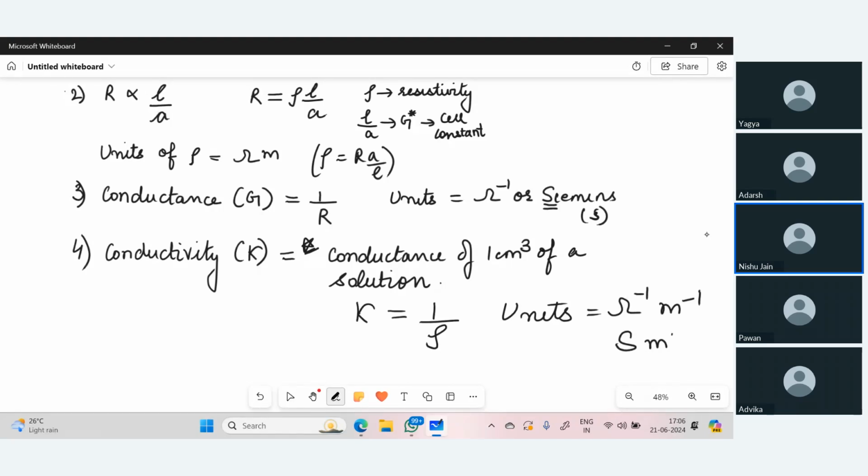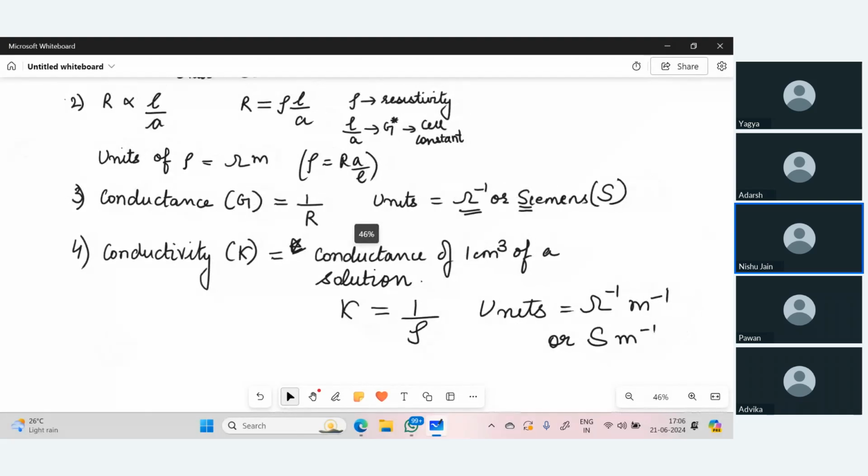Now, what's the unit for conductance? Conductance is ohm inverse or Siemens. So conductivity is conductance of 1 centimeter cube of solution, which is equal to 1 by resistivity, or its units will be ohm inverse, meter inverse, or Siemens meter inverse. These units are very, very important because sometimes they ask you in MCQ or in match the following thing with the units.